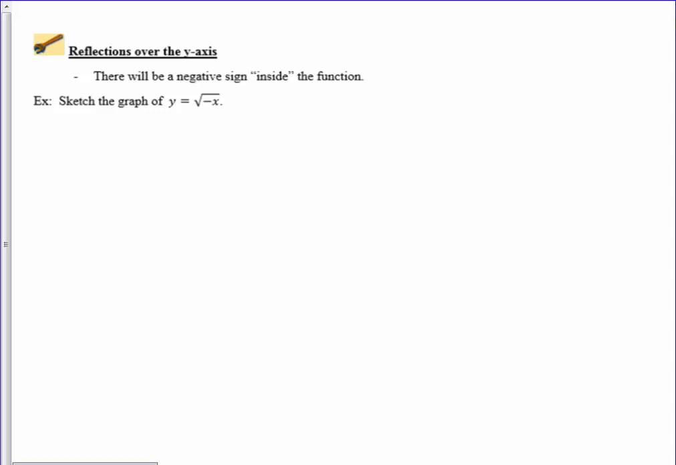Here we will talk about reflections over the y-axis of some of our basic functions. Reflections over the y-axis have the property that there will be a negative sign on what I call the inside of the function. Sketch the graph of y equals square root of negative x. The square root function as a basic shape is a good one to talk about reflections over the y-axis.